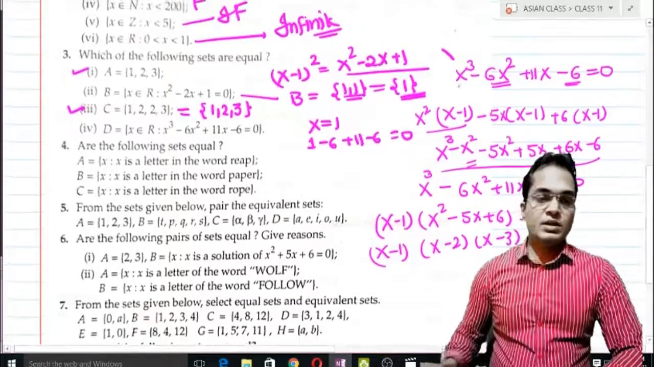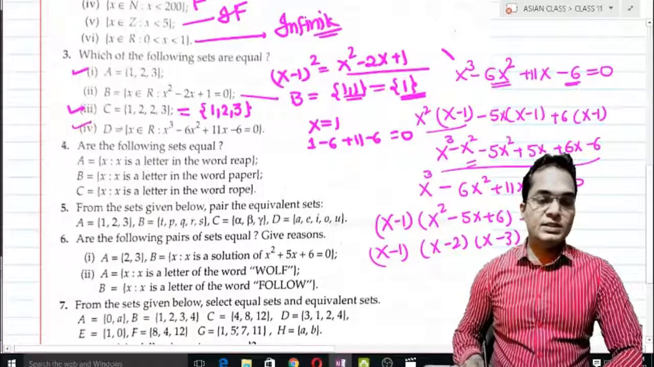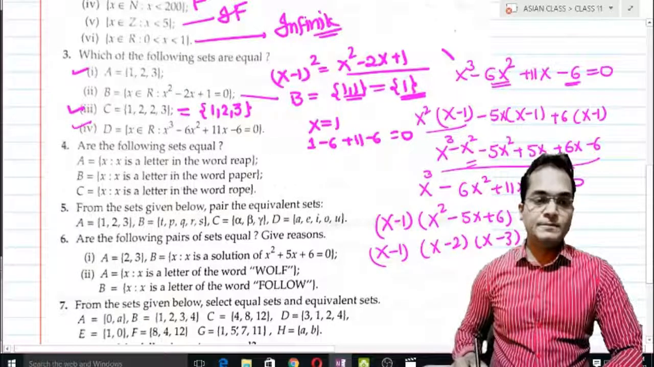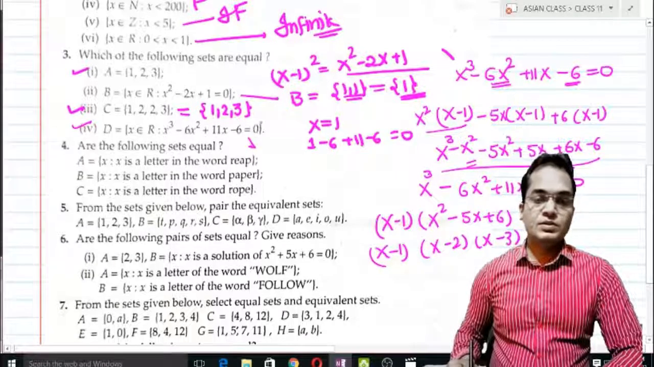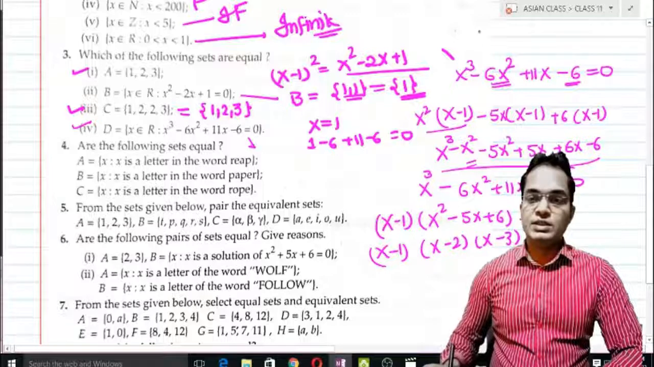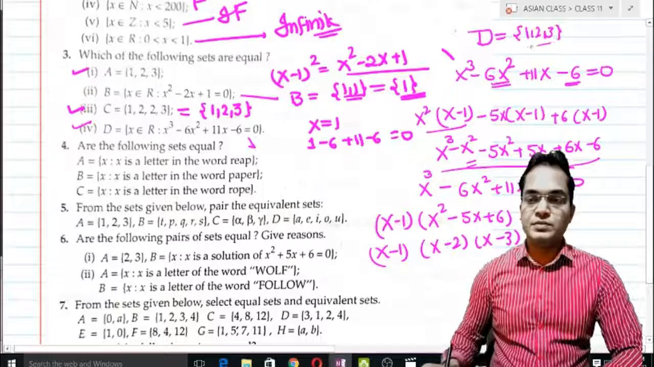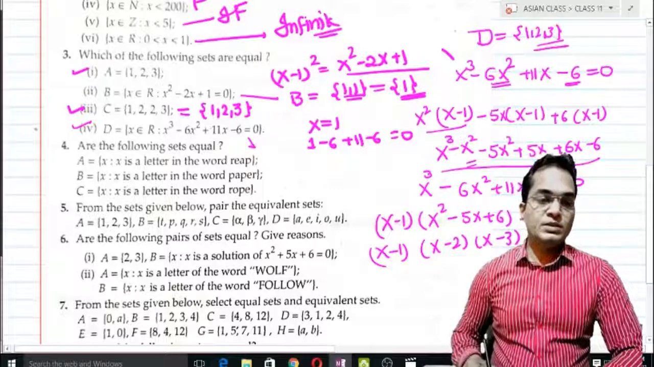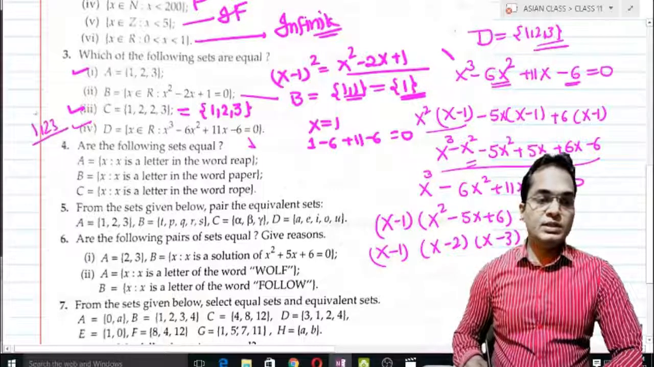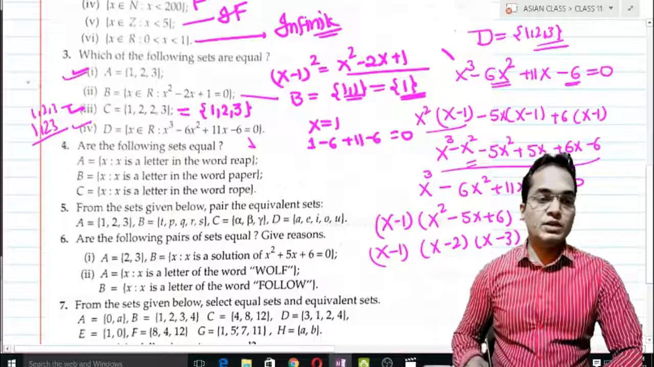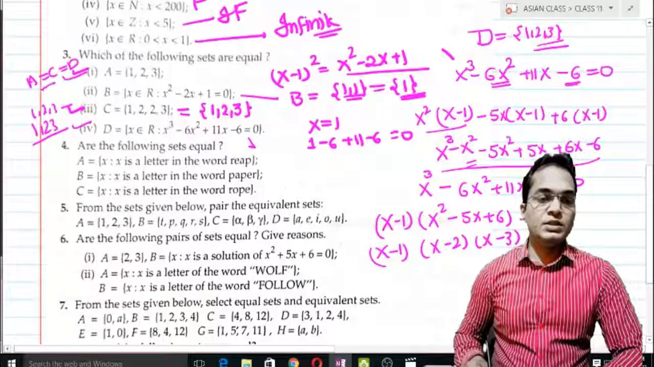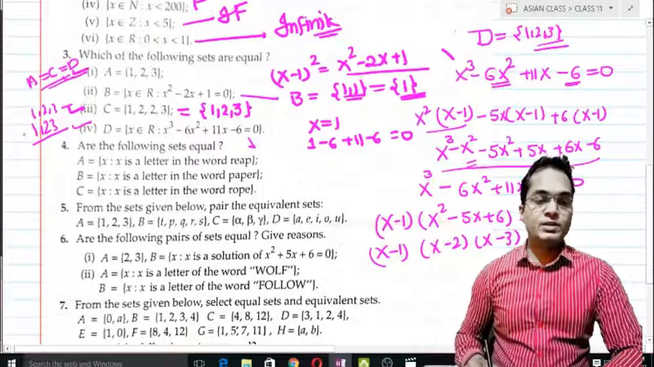Question number 3. In this case the set D also represents x equals 1, 2, 3. The set D is 1, 2, 3 by this calculation. Yes or no? It is the 1, 2, 3 set, and this is 1, 2, 3. Your answer is A equals C equals D. This is our answer. Got it?